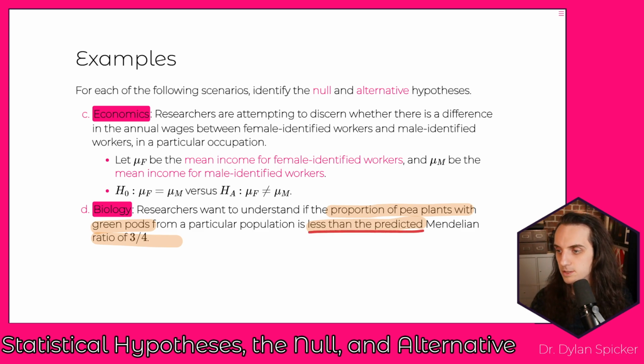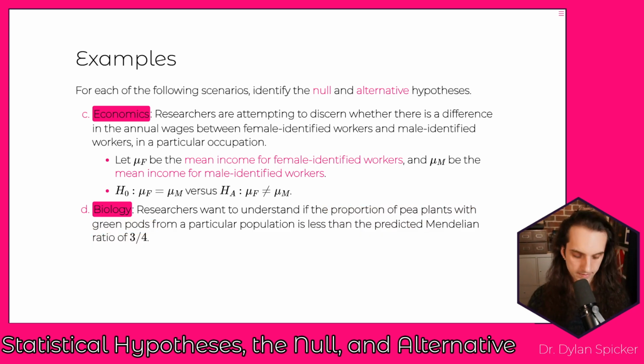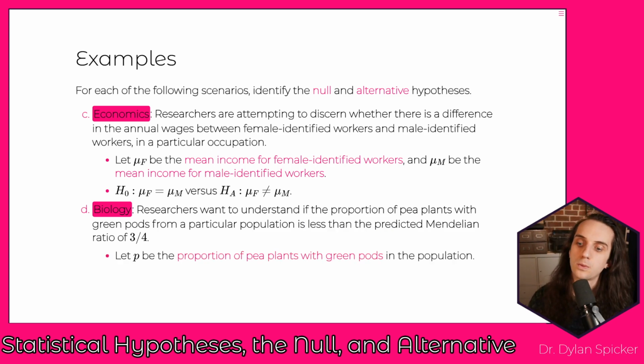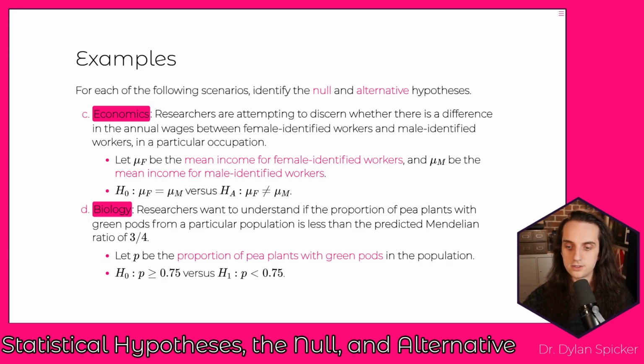This right here has to be your alternative because that's the thing you're actually trying to show. The conservative null is that it is equal to or greater than this, because they're looking at, well, is it less than? So we take P to be the proportion of pea plants with green pods in the population. They're looking at the null that this proportion is greater than or equal to 3/4, or 0.75, versus the alternative that it is less than 0.75, right? And so there's our null and alternative hypothesis here.